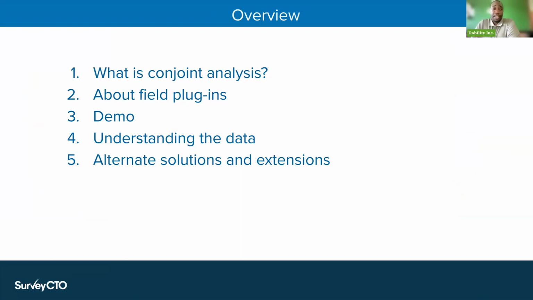What we want to do today is start off by exploring the fundamentals of conjoint analysis, to understand what conjoint analysis is. Then we will discuss field plugins, which is the feature SurveyCTO offers that makes what we have for conjoint analysis possible. And then we will have a quick demonstration of how you can do this practically. And then we will also discuss how you can take advantage of this field plugin, extend it, and grow it for your own purposes if that is needed.